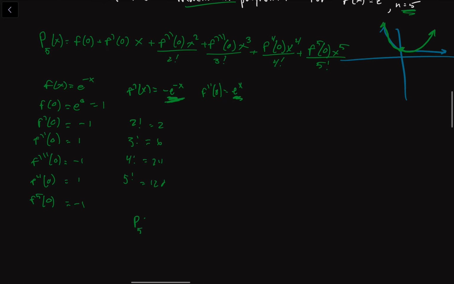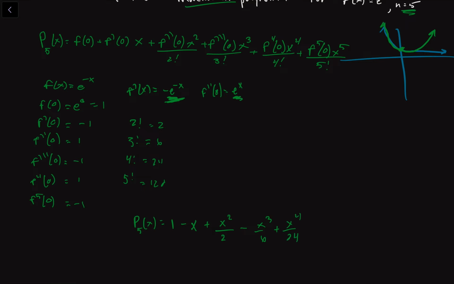We have p sub 5 of x equal to, what was f of 0? 1, plus f prime. F prime was negative 1 times x, so we'll call it negative x. And then we had, now we're here, right? We have plus the second derivative of our function evaluated at 0, which was 1, times x squared divided by 2 factorial. So that would be plus 1 times x squared divided by 2, minus x cubed over 6 plus x to the 4 over 24.